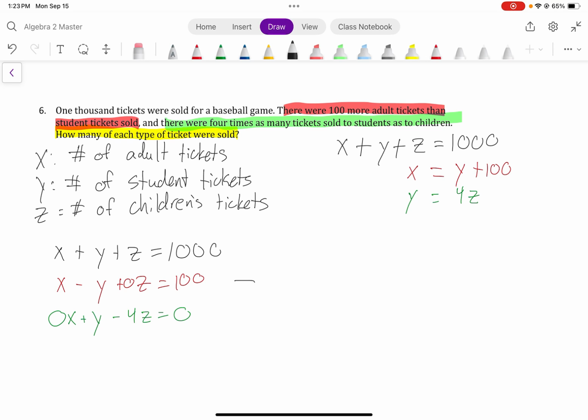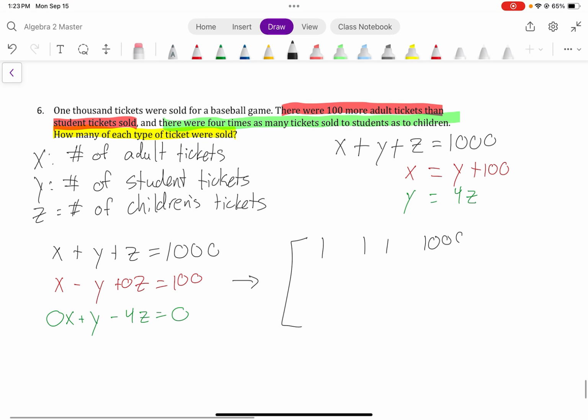Now I can put this into an augmented matrix. That black equation, all my coefficients were 1. They added up to 1,000. In the red equation, I had a coefficient of 1, -1, and 0. Adding up to 100, and in the green equation, 0, 1, -4, and 0.